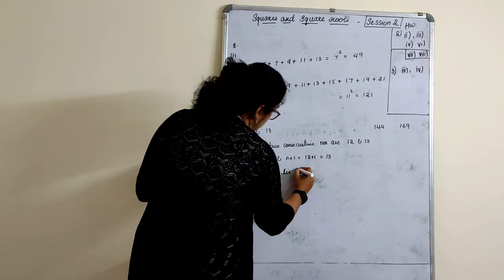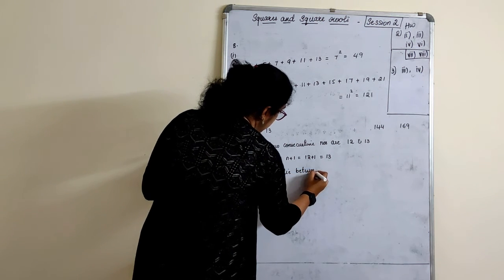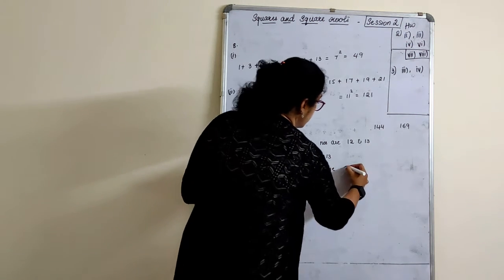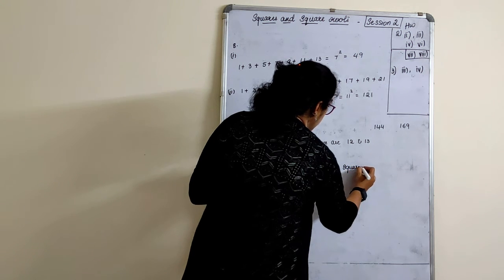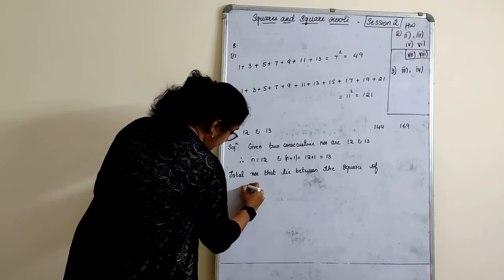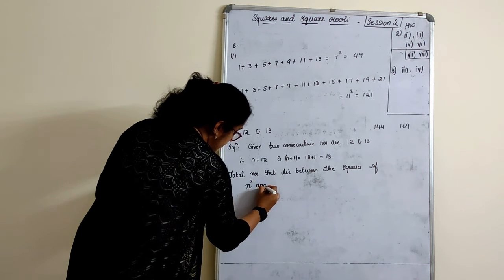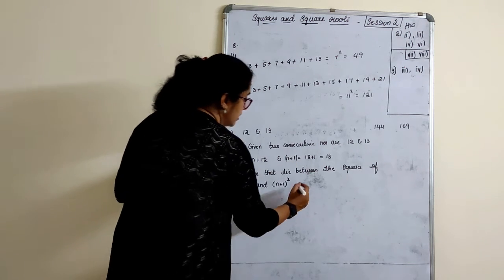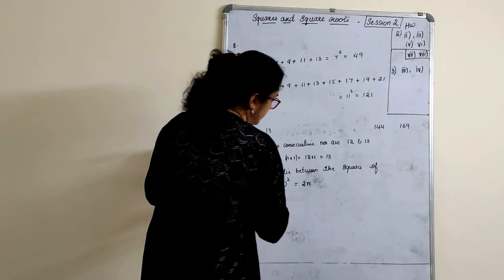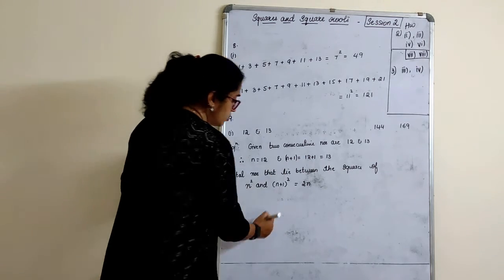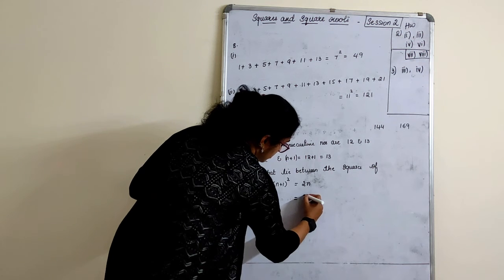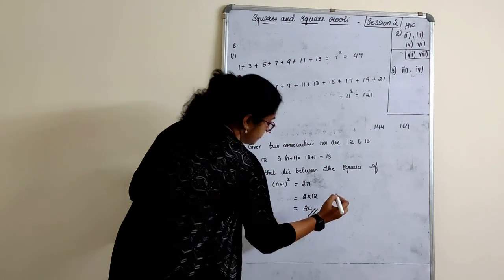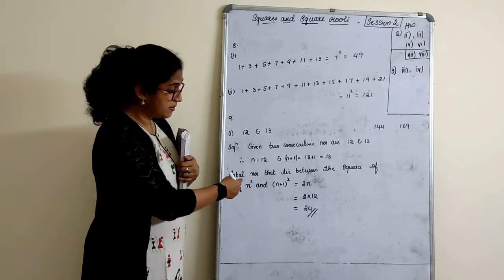n square and n plus 1 whole square. Correct, no? Between this and this is equal to 2n. That is the answer, children. That is how we do it. So that is nothing but 2 into n, that is 12. That is equal to 24. That's all. We have to follow these steps for this.